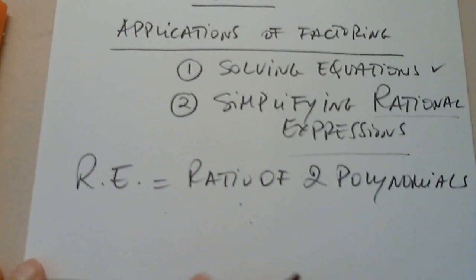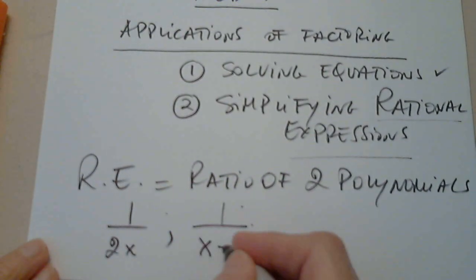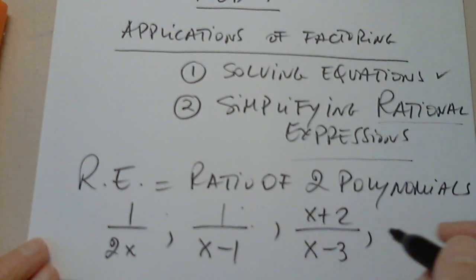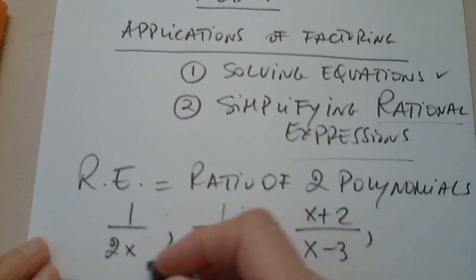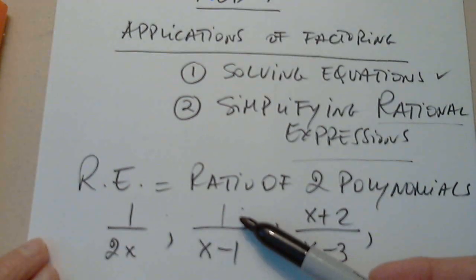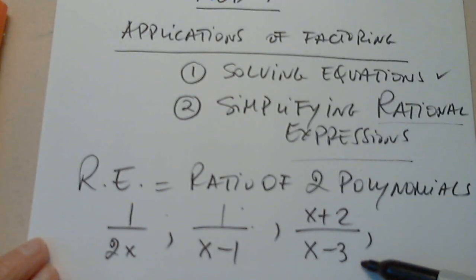Examples: 1 over 2x, 1 over x minus 1, x plus 2 over x minus 3. These are all rational expressions. They don't have to have x in the numerator, but they have to have x in the denominator.